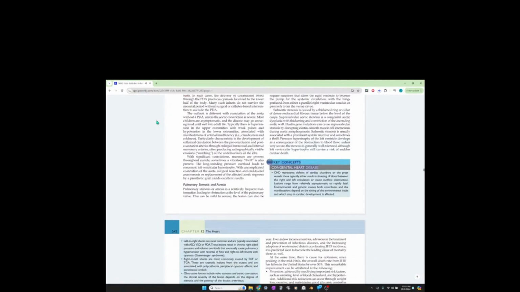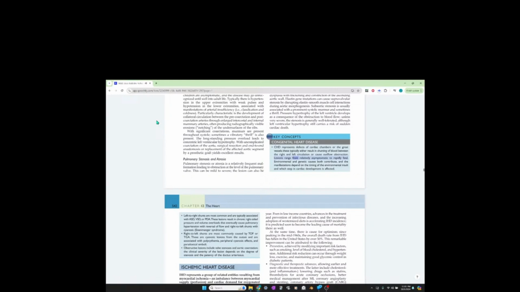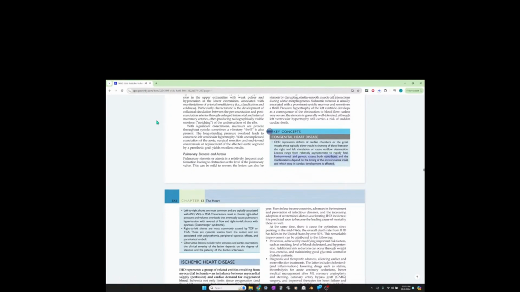Key concepts: congenital heart disease. CHD represents defects of cardiac chambers or the great vessels. These typically either result in shunting of blood between the right and left circulation or cause outflow obstruction. Lesions range from relatively asymptomatic to rapidly fatal. Environmental and genetic causes both contribute, and the manifestations depend on the timing of the environmental insult and which step in cardiac development is affected.